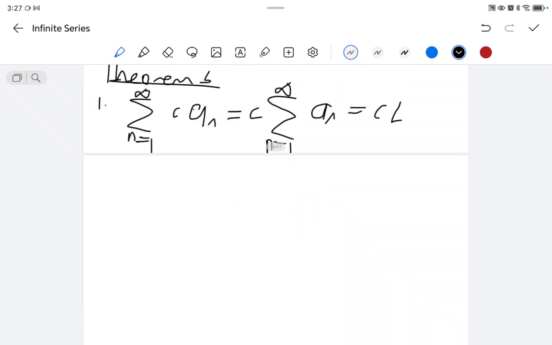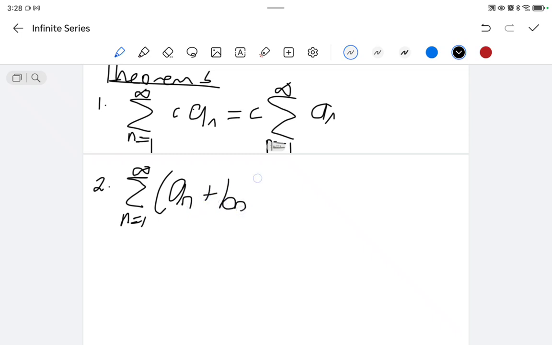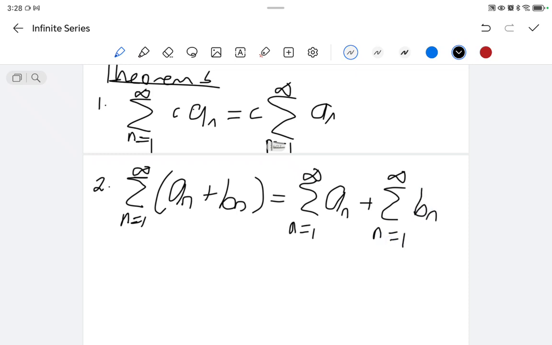So I'm going to write the summation. Then I erase this. I don't need this anymore because now I'm not finding the limit of the sequence. You see, then this will be the case. Then for the second one, we can have the summation of n equals 1 of a of n plus b of n. Then this will be the summation n equals 1 of a of n plus the summation n equals 1 of b of n. You see, right?